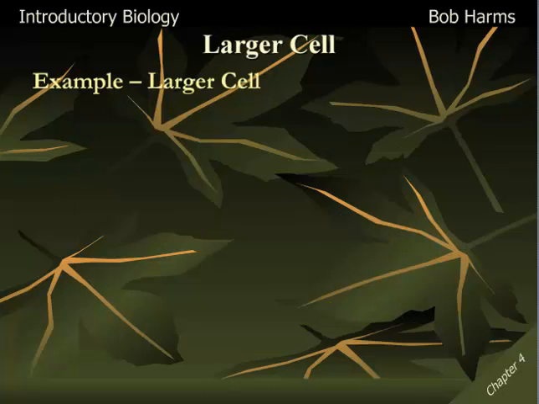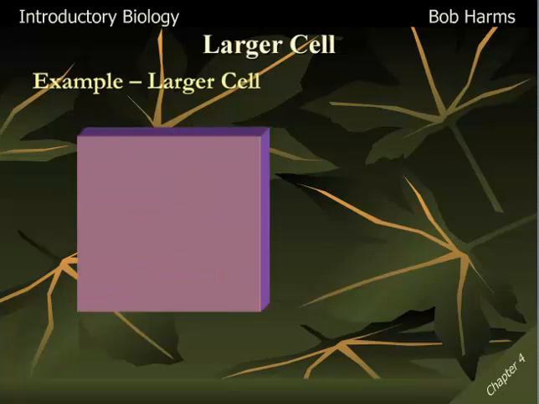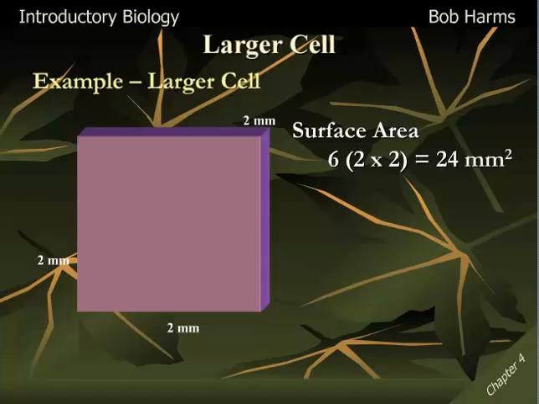Now let's take a look at what happens to that surface area to volume ratio if the cell is larger. Let's again stick with our square-shaped cell, but this time let's just double our measurements. We'll make the cell 2 millimeters wide, 2 tall, and 2 deep. Our surface area again is going to be one side times 6, and the surface area of one side of the box is going to be 2 times 2. So we end up with a surface area of 24 square millimeters.